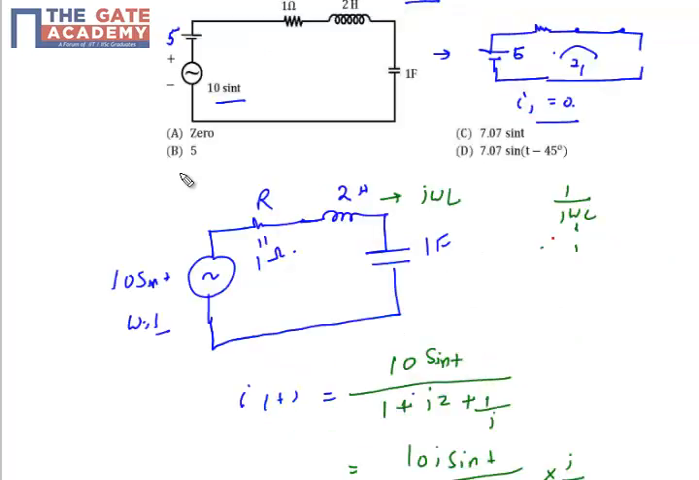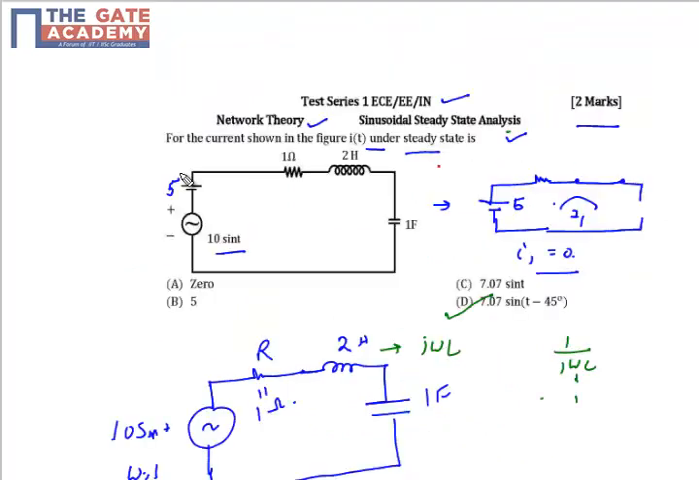So this is the expression of i(t). So option D is correct, right? 7.07 sin of t minus 45. So it's again a very good example. This problem is based upon the sinusoidal steady state. It's a very good problem in AC analysis. Thank you.